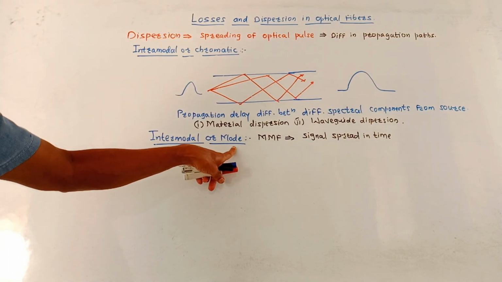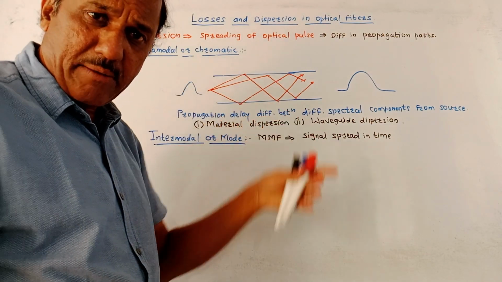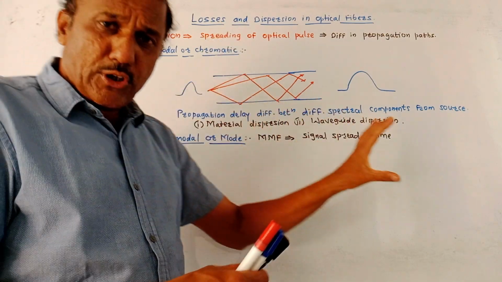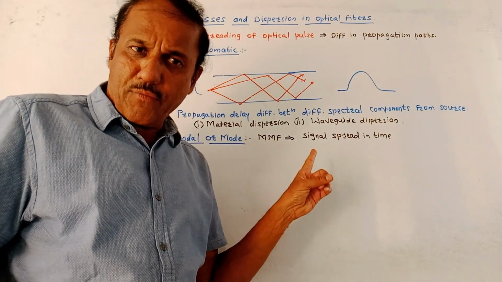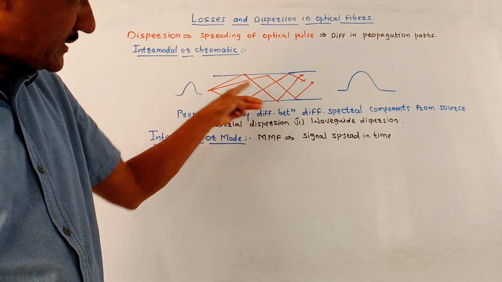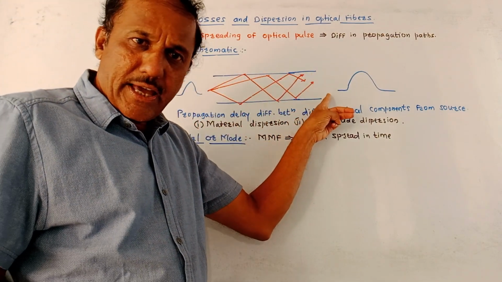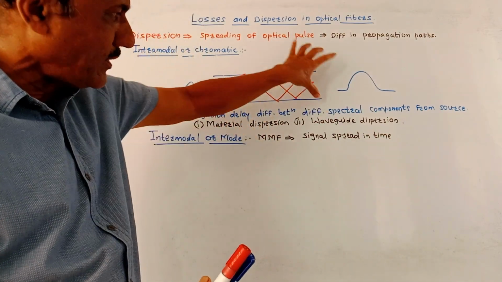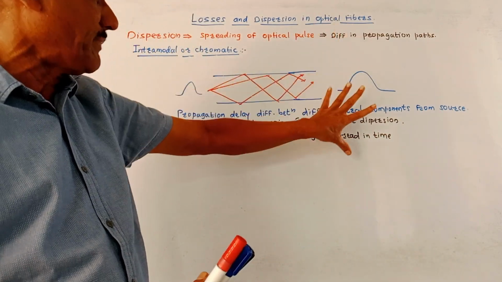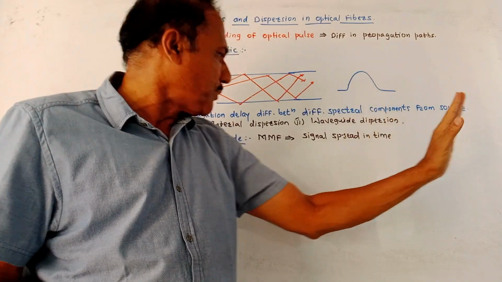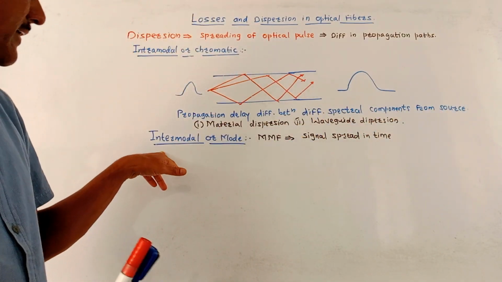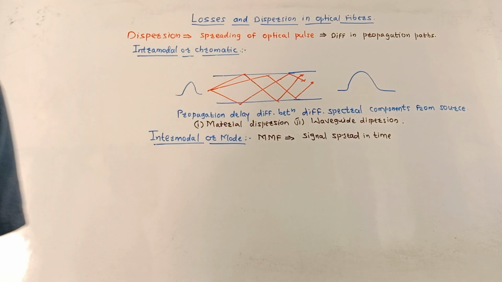Next is intermodal or modal dispersion. As shown in this diagram, if I'm talking about a multimode fiber, MMF, in that case, different modes, different light rays are following different paths, having different velocities. So they will not reach the output at the same time, which causes spreading of the output pulse. It is referred to as intermodal or modal dispersion.